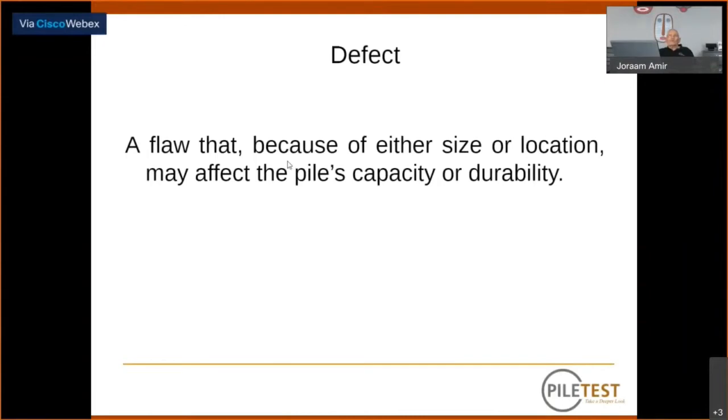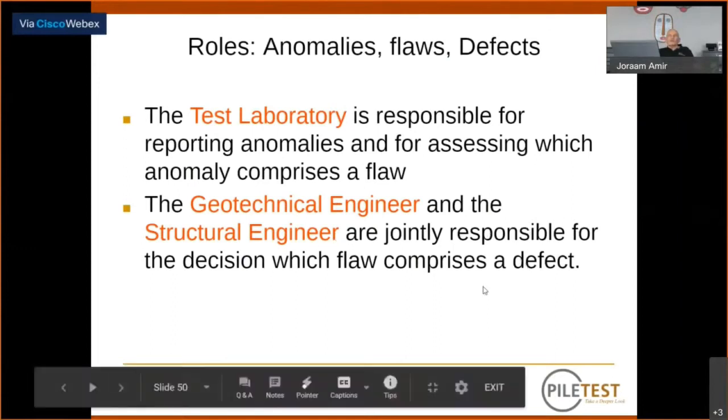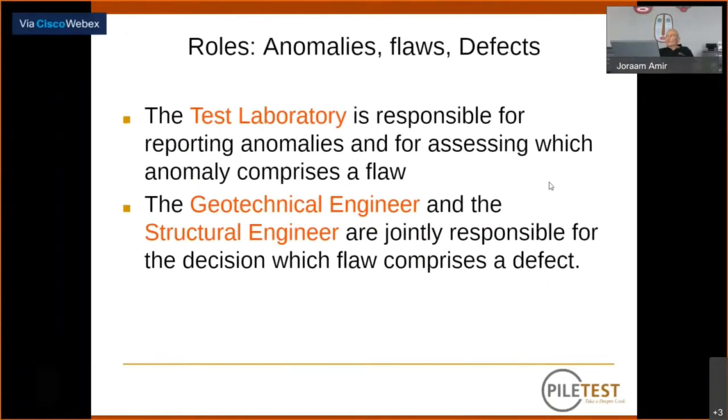Now, what do we do with flaws and defects? The test laboratory, first of all, is responsible for reporting anomalies, all anomalies, and for assessing which anomaly comprises a flaw. The geotechnical engineer and structural engineer are jointly responsible for the decision which flaw comprises a defect, because they know what the pile is supposed to carry and how it's supposed to function.